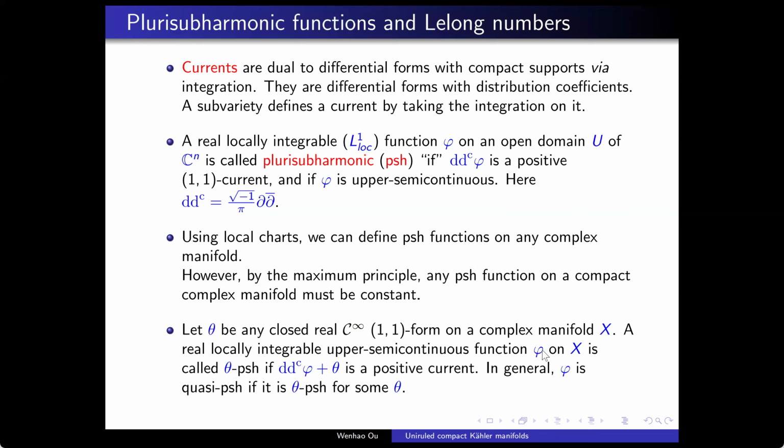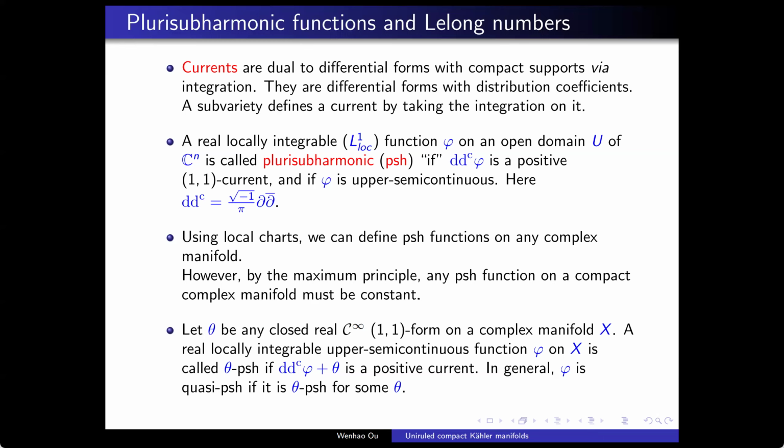Then a function phi is called theta-PSH if dd^c phi plus theta is a positive current. In this case, we will call phi Gaussian PSH, or theta-PSH if we need to emphasize the letter theta. This is just like in a compact manifold, where there are not so many global holomorphic sections or global holomorphic functions. There are only constants.